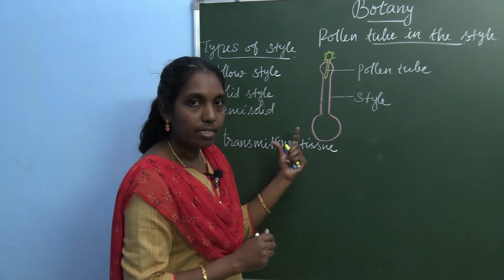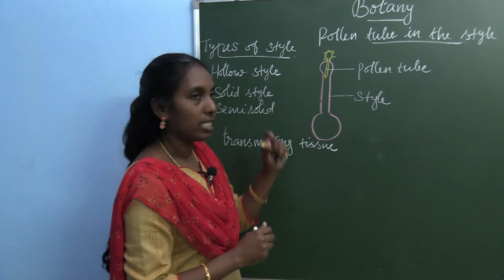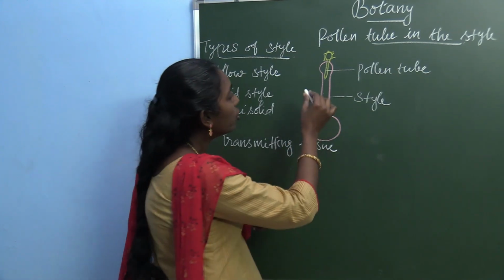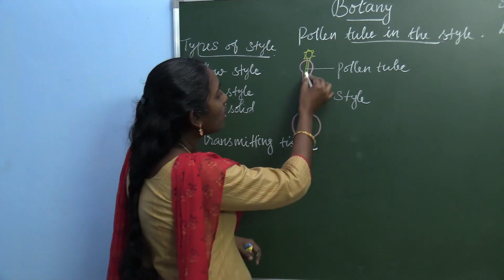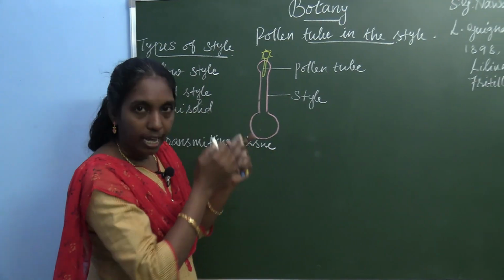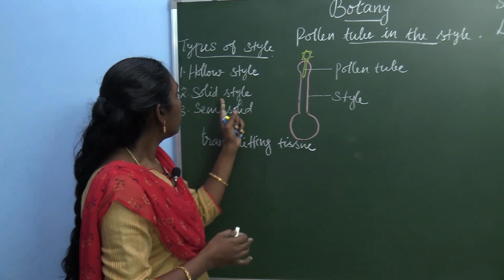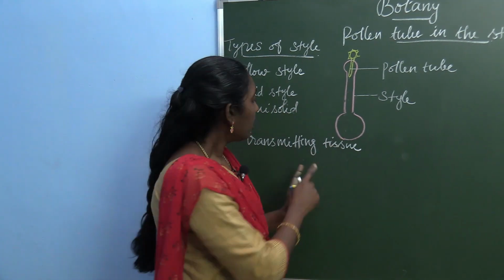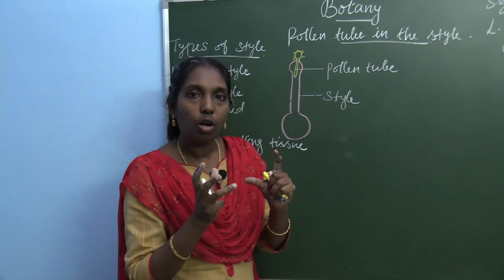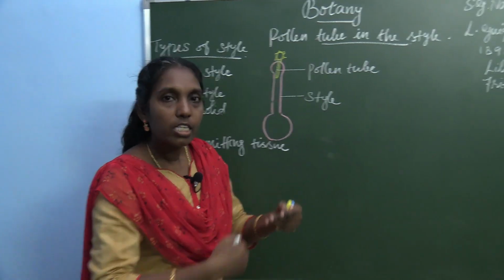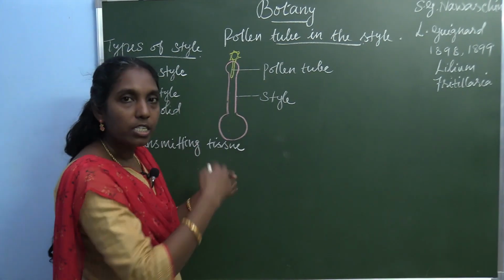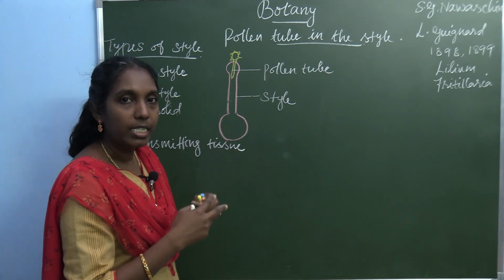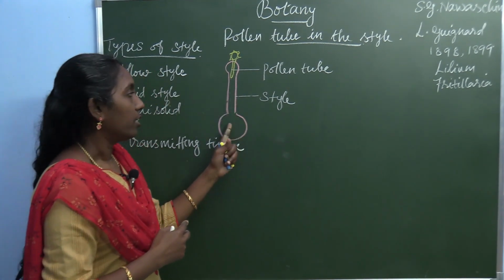So, it does a similar function. In the first type, the pollen tube grows on the surface of the lining tissue. In the solid style, there is a central core of cells. So, the pollen tube passes through the intercellular spaces of this stylar region.